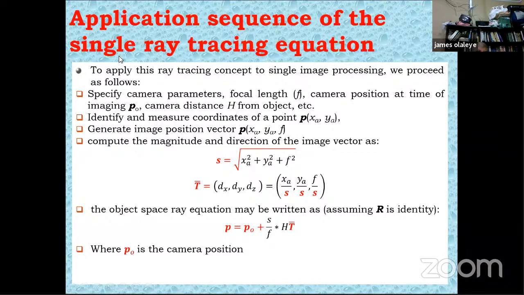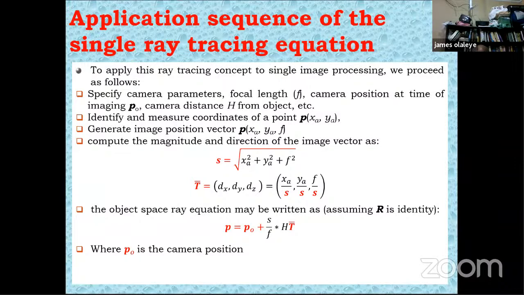application sequence of the single ray tracing equation. You will recollect that we have done single ray tracing, we have done the equation of a line. From that equation of the line, we have also derived the ray equation. Now, the ray equation is what we'll be applying for now. And realize the advantage of the ray equation. You only need the starting point and then specify any length along the line, then you have the coordinate. Because the direction will just give you the coordinate of any point along the line from here to infinity. Okay, so that's the advantage of it.